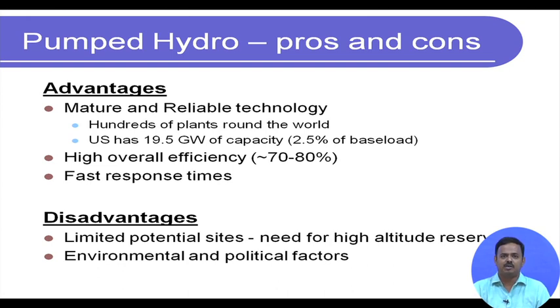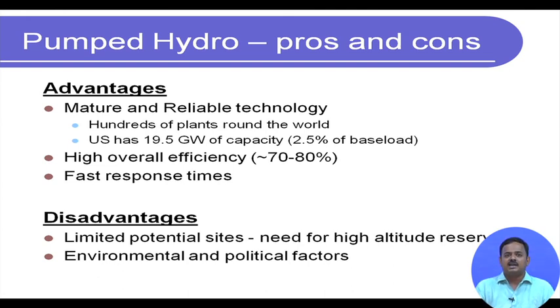So, these are some pros and cons, we have already discussed some of them. So, this is a mature and reliable technology. There are hundreds of plants around the world, okay. If you look at it globally, if you just search on Google, you will see there are lots of installations across the world. So, this is definitely very popular. So, USA has almost 19.5 gigawatts of capacity, that is a lot. 2.5% of base load is a lot, okay. The high overall efficiency 70 to 80%, it is quite fast, because this is hydro, okay. And you can also control the valve depending on the demand, you can control the amount of flow rate that you want to release, right, clear.